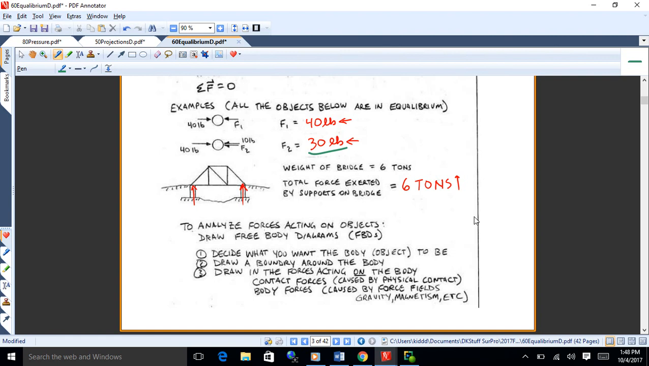And there's also what are called body forces, which are caused by force fields. In the classes I teach, we've got one force field, and that's gravity. But if you take physics or something like that, there's others. There's magnetism, there's some other force fields, okay? But generally for us, it's just gravity. It's the weight of the object. So you want to show all the forces acting on the object.